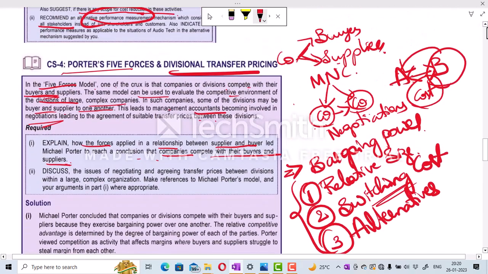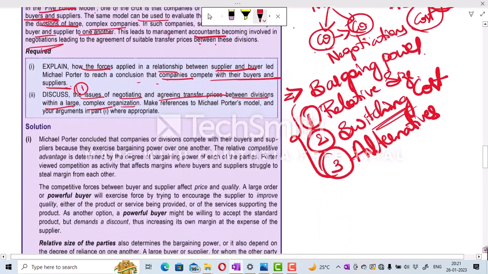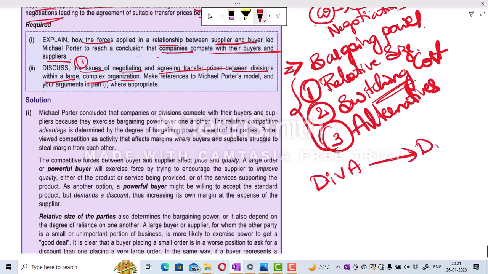Okay, and what is the other question? Discuss the issues of negotiating and agreeing transfer prices between divisions within a large complex organization. So they are asking why there are issues when they go into negotiation. Just because, see, division A needs to supply to division B its output.